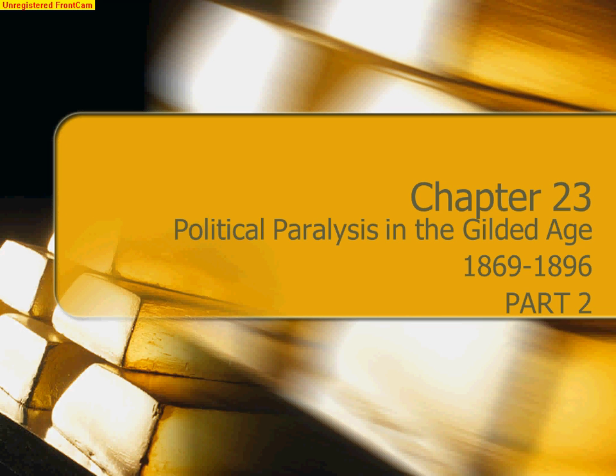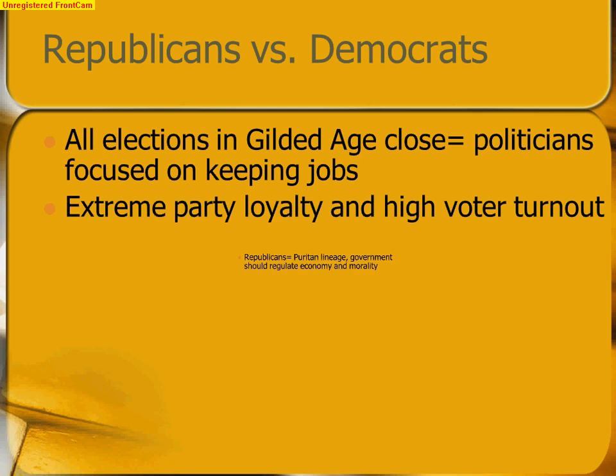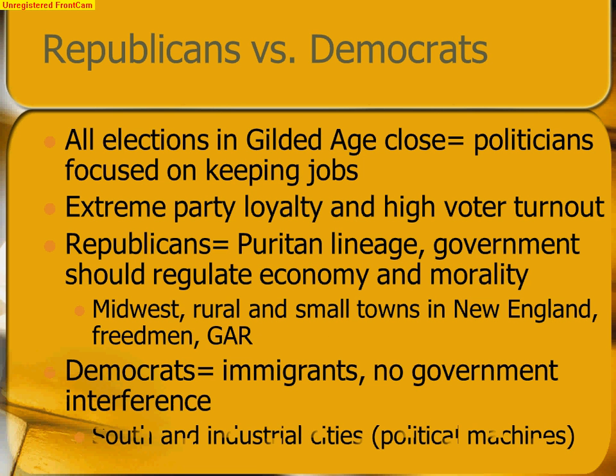Continuing on with Chapter 23, we're looking at the Gilded Age, the 3 decades following the Civil War, in which everything seems nice and shiny from the outside, but there's a lot of corruption going on right underneath the surface. So, one of the major problems that students of history have with the Gilded Age is it's very difficult to pin down what Republicans wanted at this time and what Democrats wanted at this time.